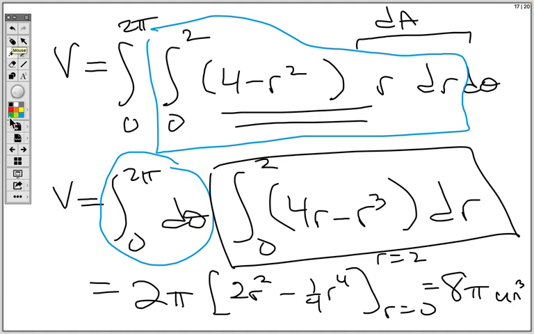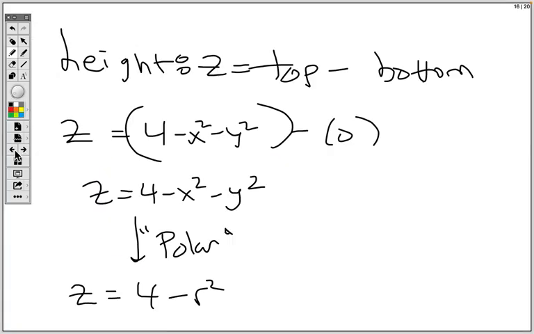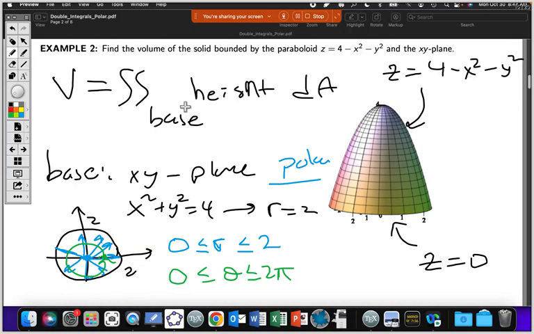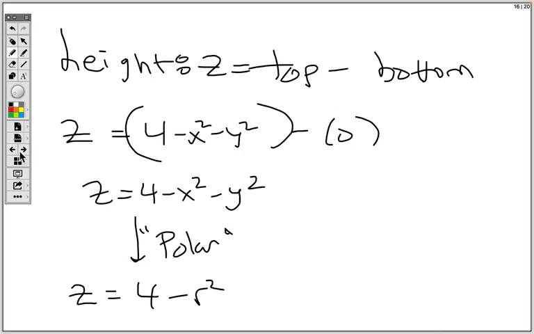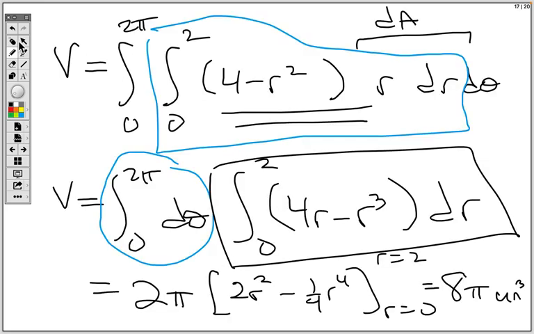Any questions on setting this up? We're still using the integral of the base of the height dA. That's still our volume formula. We go to find the base. It looks good in polar. That's the new thing. Describe it in polar coordinates. So don't waste your time. You can just set it up in polar right away. There you go.